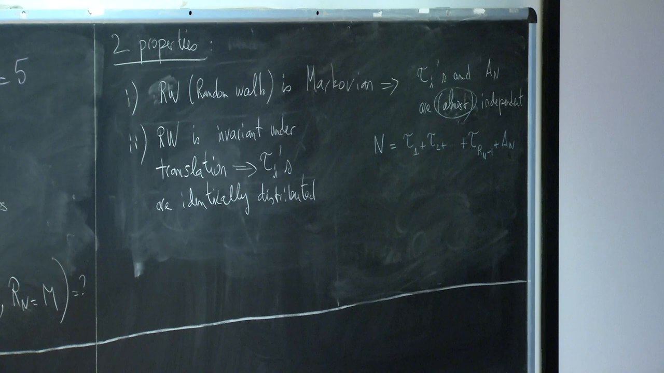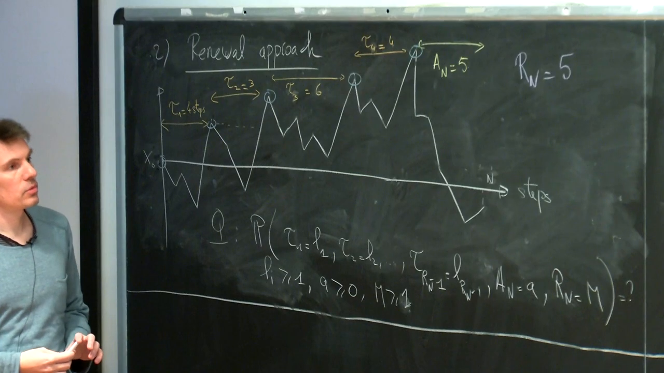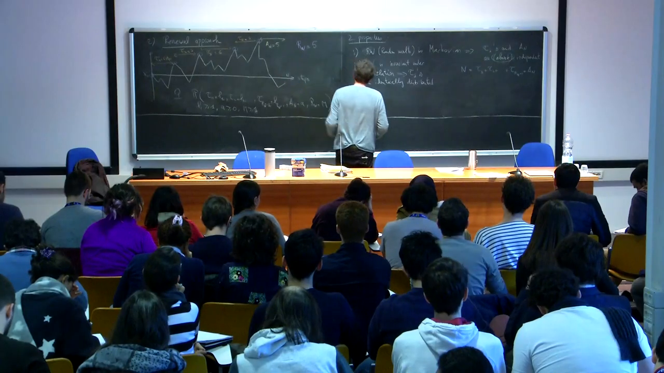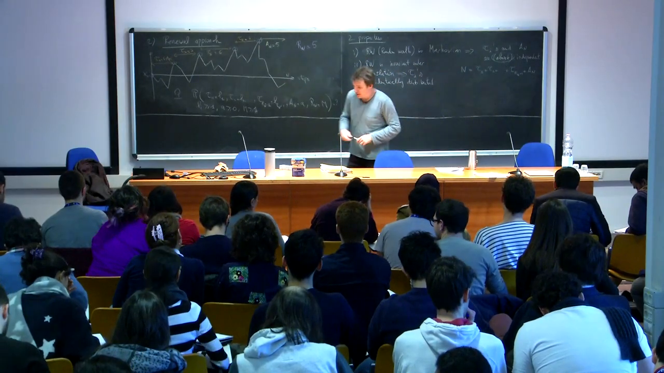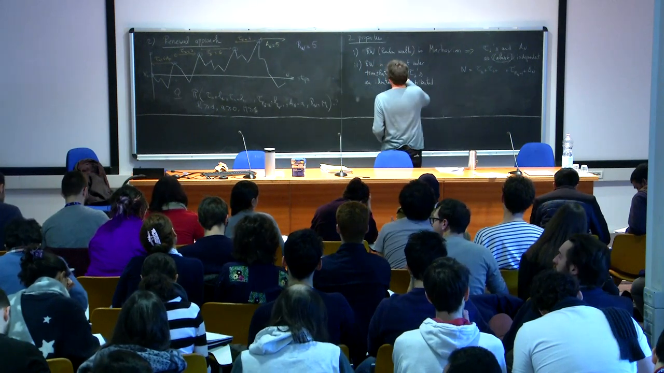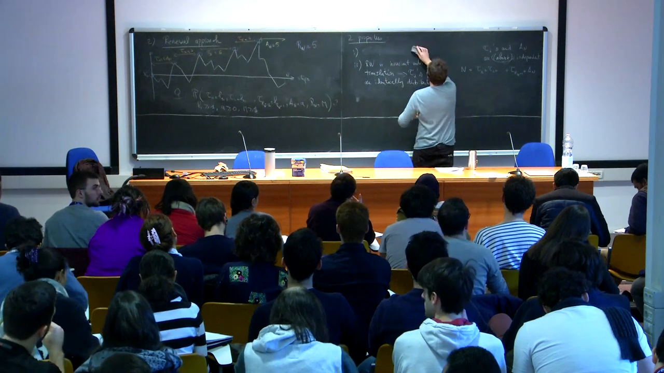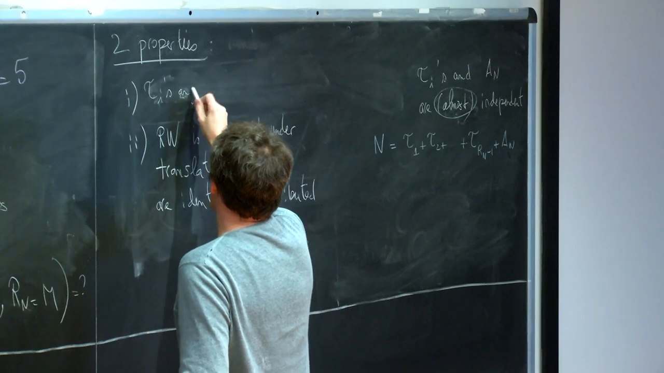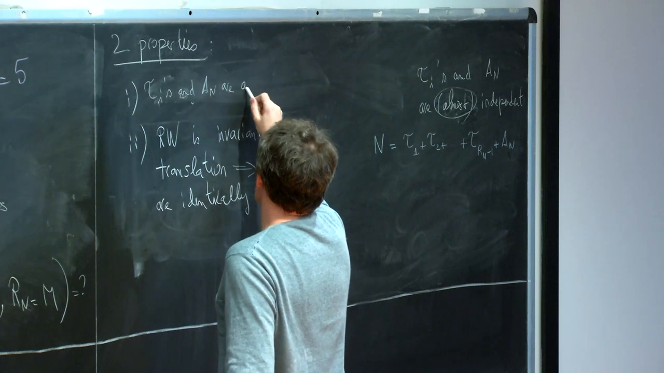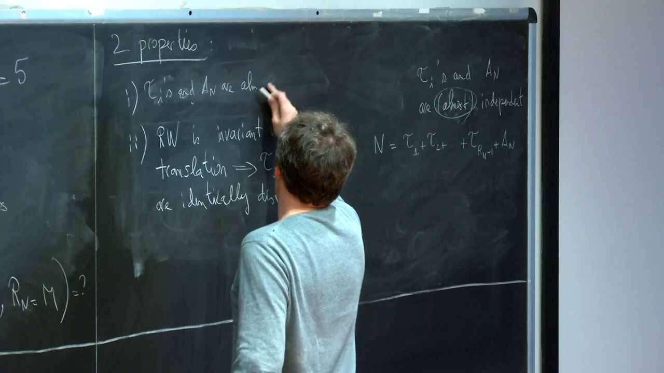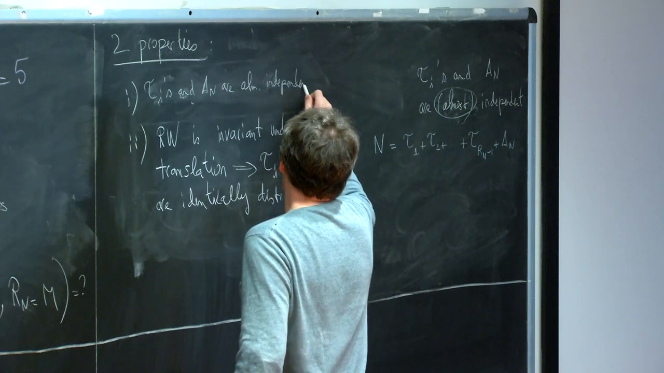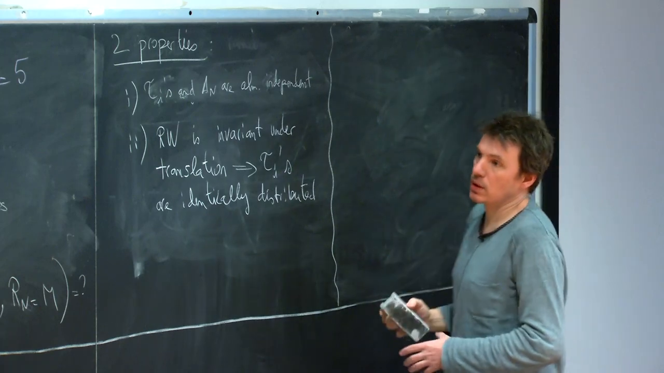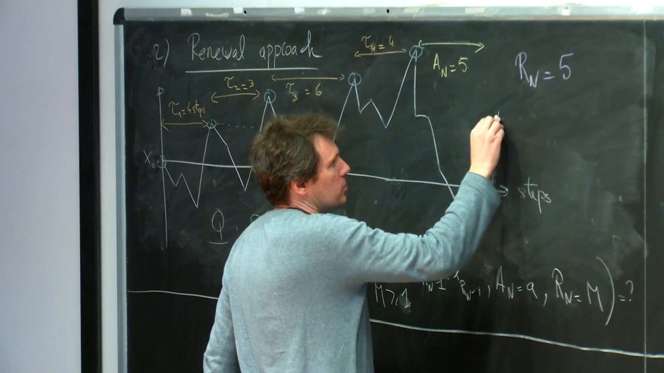Okay, so now I need some tools. I need two tools, basically. This blackboard picture is a bit big, but it's nice to have because otherwise it's very hard to figure out what we are doing. So let me just erase this. I will just keep that the tau i's and an are almost independent. Now I want two tools for that. They are independent, and we should remind ourselves that we have this constraint.